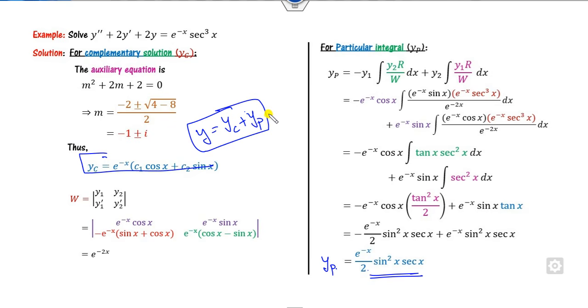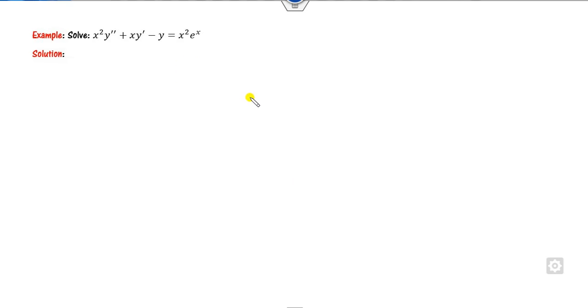So this is the final answer. Now look at this one. Now you can see the leading coefficient is not 1. So how can you find the general solution of this problem?